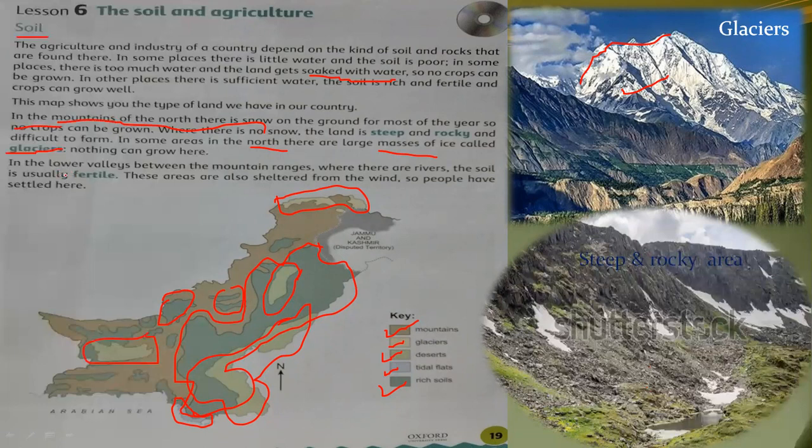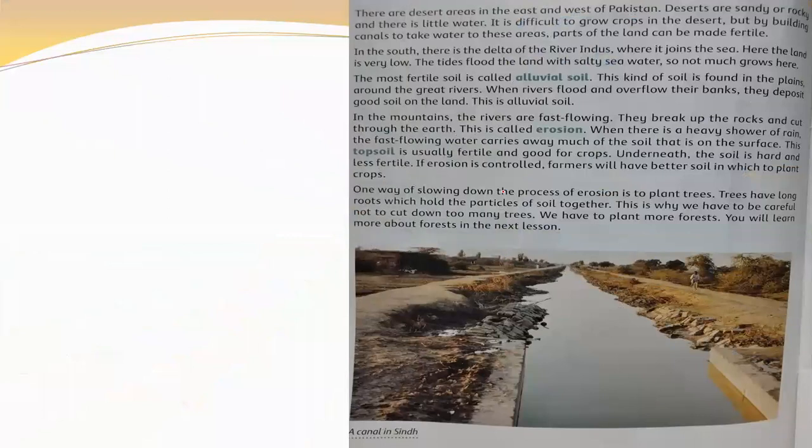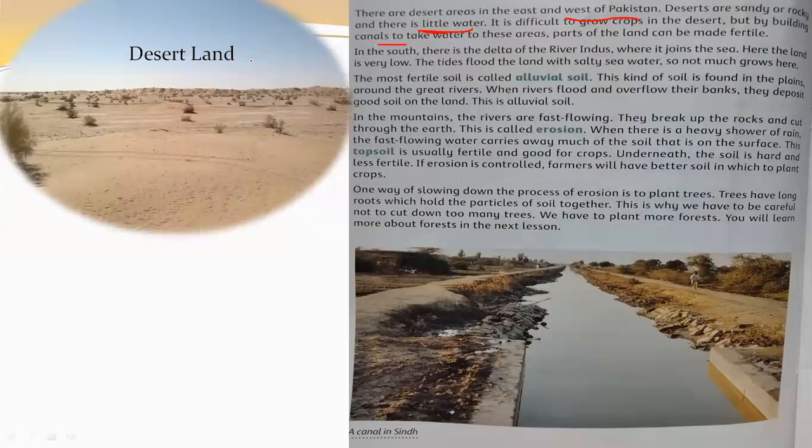In the lower valleys between the mountain ranges where there are rivers, the soil is usually fertile. These areas are also sheltered from the wind, so people have settled there. This one, this area. Okay, boys, next page, page number 20. There are desert areas in the east and west of Pakistan. Deserts are sandy or rocky and there is little water. It is difficult to grow crops in the desert, but by building canals, look at this one, this is the desert land, by building canals to take water to these areas, parts of the land can be made fertile.